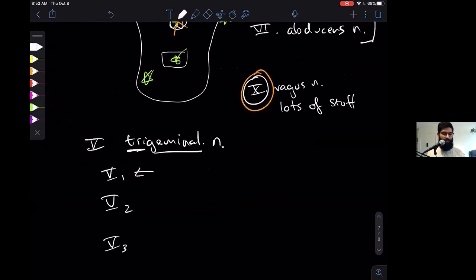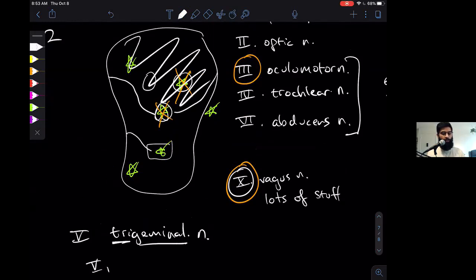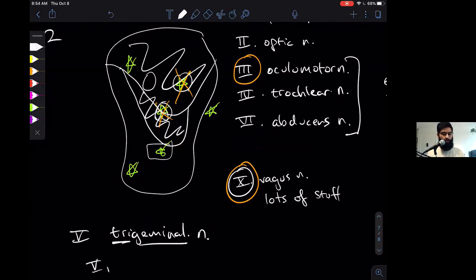So this is going to be called V1, right? Or that's how it's pronounced. And so these 3 divisions of the trigeminal nerve are going to give sensation to 3 regions of the face. And so V1 is primarily going to give sensation to this region. V2 is going to give sensation to this middle region, and then V3 is going to give sensation. That was a totally bad drawing. Let me try that again. So V1 is going to give sensation to this region. V2 is going to give sensation to this region. And V3 is going to give sensation to the rest of it.